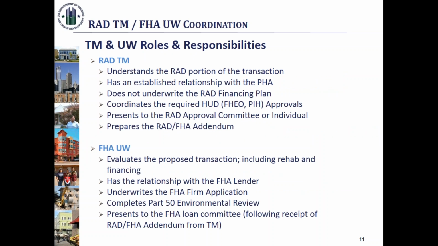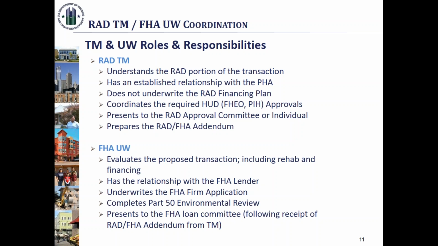So in terms of roles and responsibilities, which you've probably figured out by now, the RAD TM's job is to understand the RAD rules, the RAD portion of the transaction. They know the PHA. They do not underwrite the RAD financing plan if it's an FHA deal. They coordinate all the other RAD approvals that are necessary, such as FHEO and PIH. They present to the RAD Approval Committee, or in the case of delegation, to the transaction division director, and they prepare the RAD FHA addendum after that committee and get it off to the FHA underwriter.